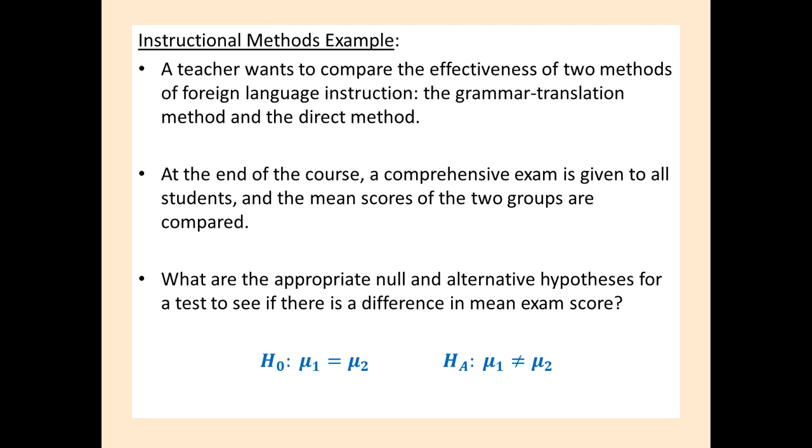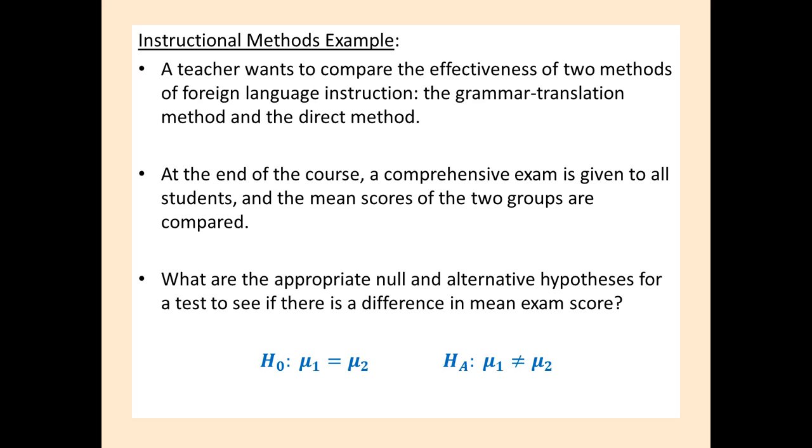Then the third bullet point: what are the appropriate null and alternative hypotheses to see if there's a difference in mean exam score? If you try to get the alternative before you get the null, the key word is difference. That's what dictates the not equal to in the alternative hypothesis here. There's no specified direction, like is there evidence that the average score for grammar translation is higher or direct method is higher? That's not there. There's no specified direction. That's how you get difference.